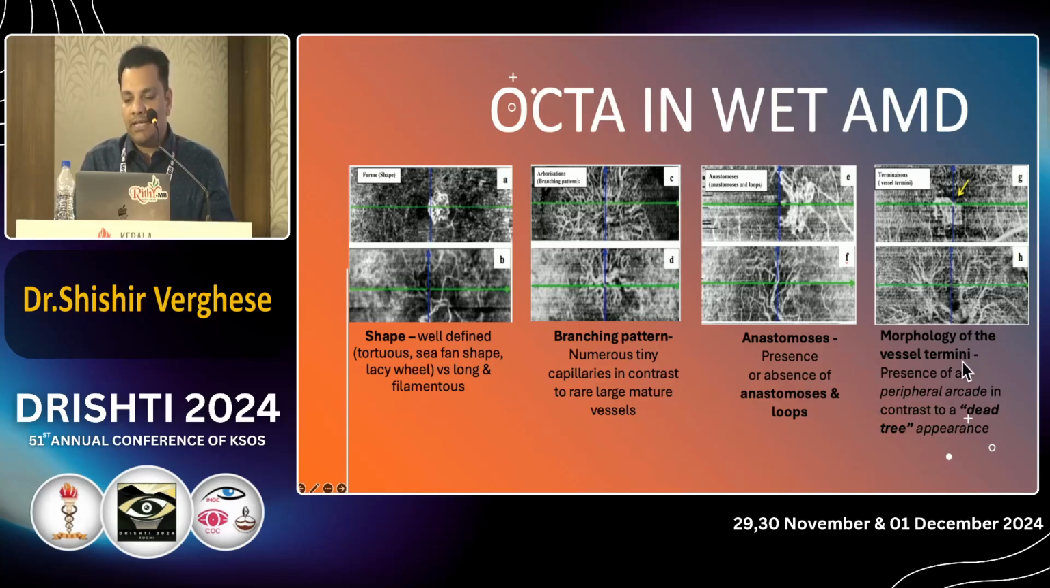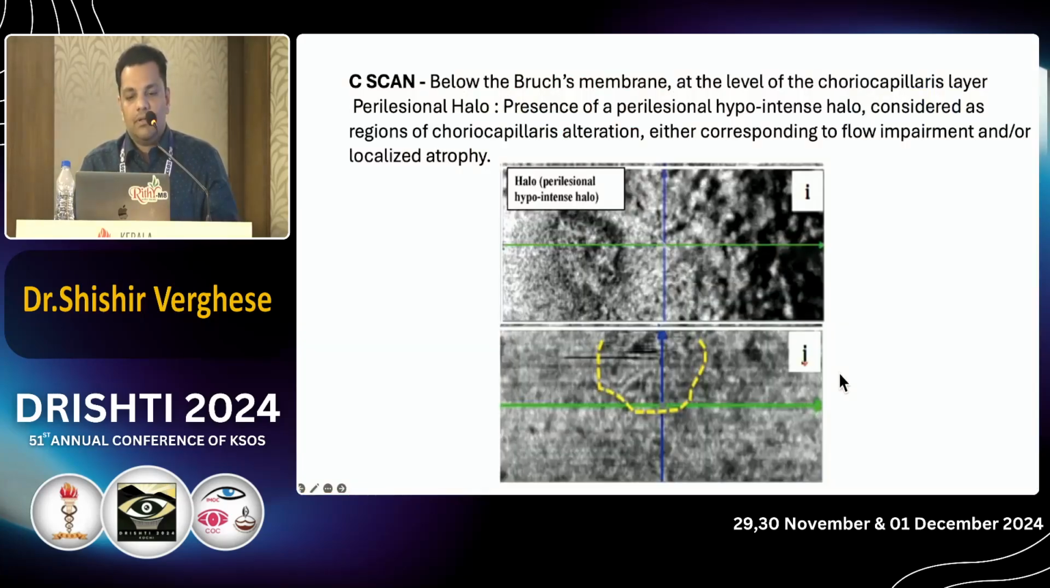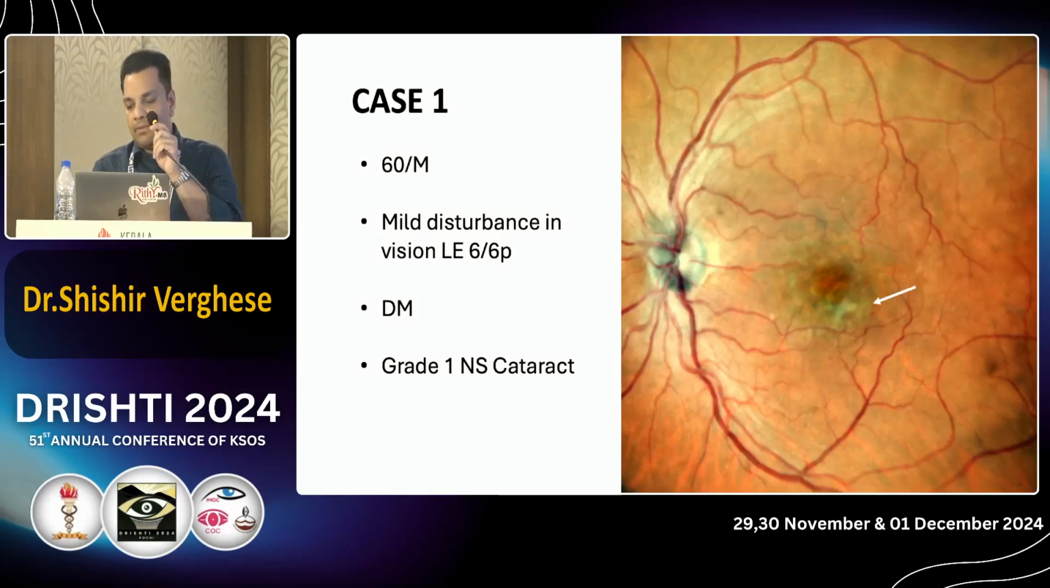And also based on the morphology, some of them have what you call a sentinel vessel, and when you have atrophy in AMD, you can also have a perilesional halo where the lower part of the choroid or the choriocapillaris is visible more on the OCT angiography. So I'll be delving into a few cases to show you how you can use OCT angiography practically in your practice and how important it can be.